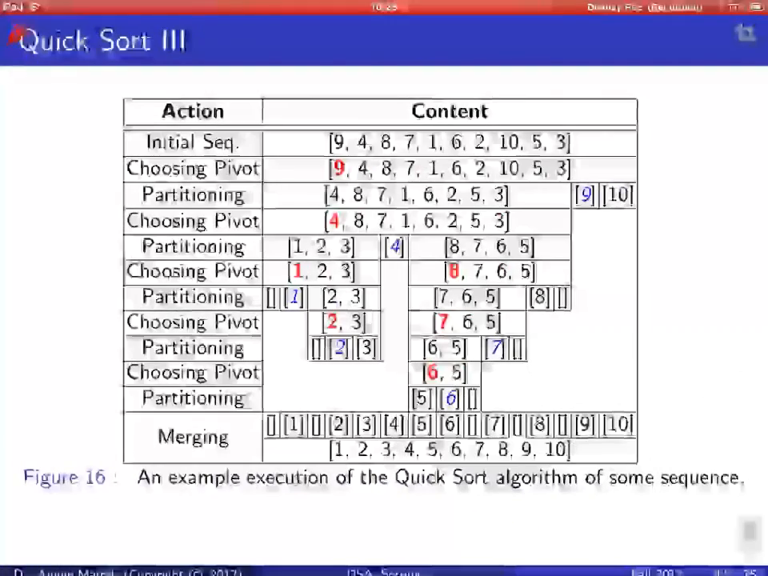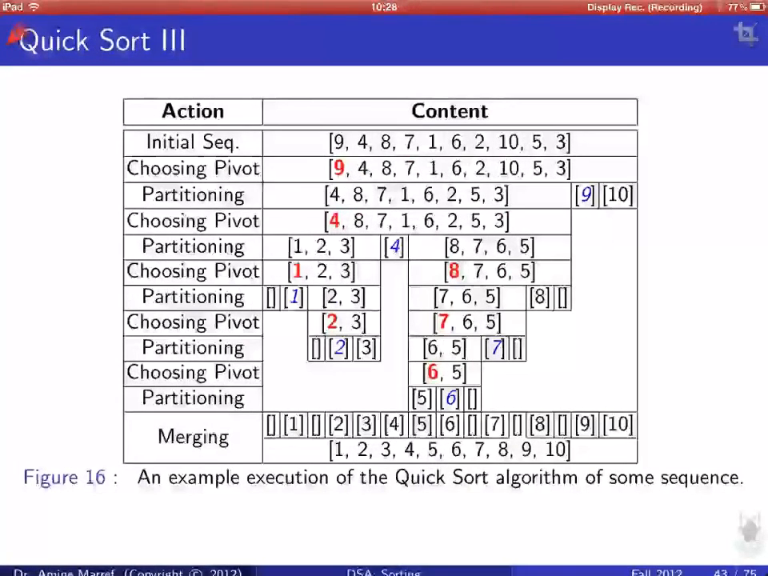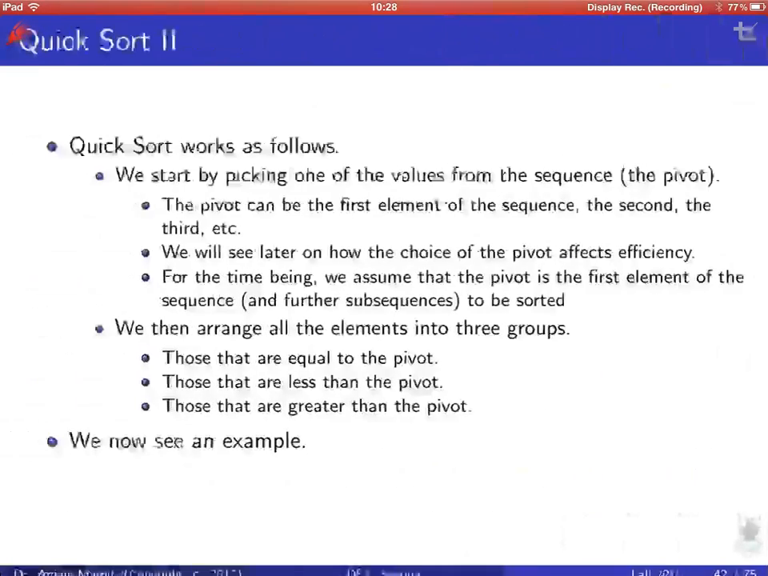And then all we have to do is to merge these elements which you see here. So this is the empty. This is 1, empty, 2, 3, 4, 5, 6. This is 7. This is 8. This is 9, and this is 10. As you can see, we have already sorted the sequence.